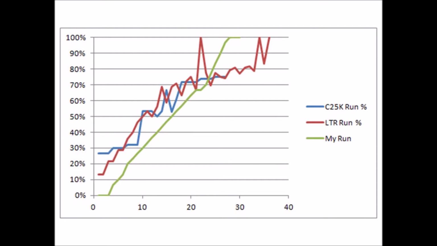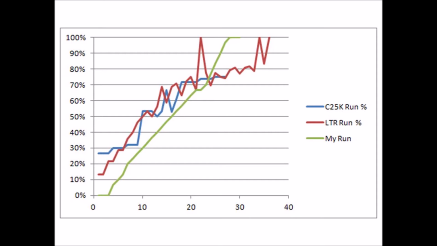Here we can see the comparison of percentage of total time for each program spent running. So let's say you exercise for 30 minutes in one day. Only 30% of that time would be spent running if you're doing the Couch to 5K program on day 1. So that's how that works. And as you can see, the lines pretty closely overlap between the Couch to 5K and the Learn to Run, even though you're traveling a lot further distance on the Couch to 5K. But it is a little bit softer start on the Learn to Run.